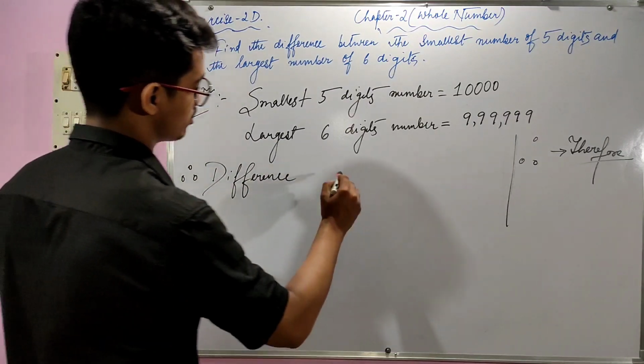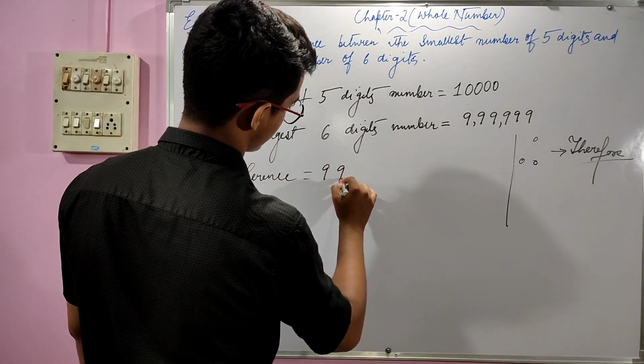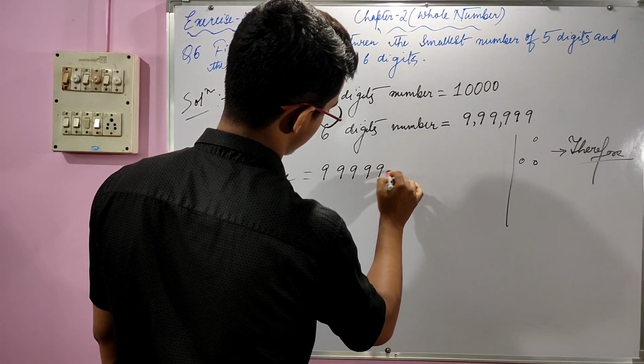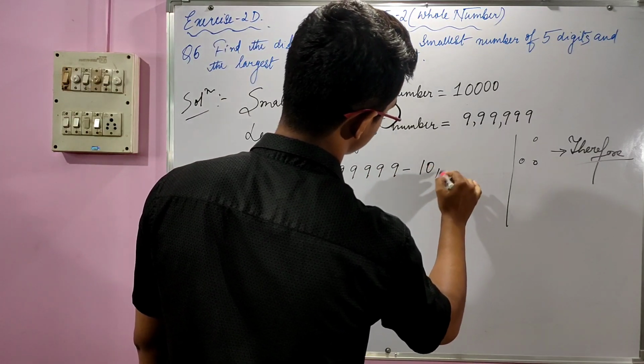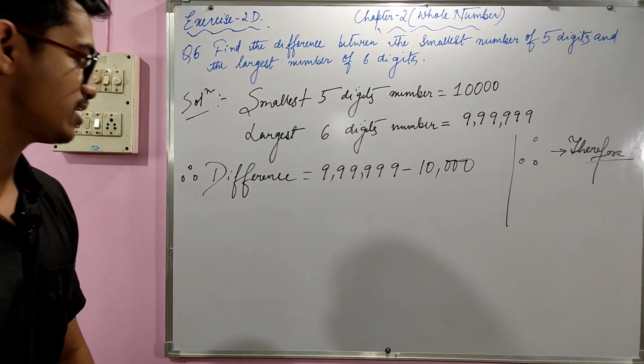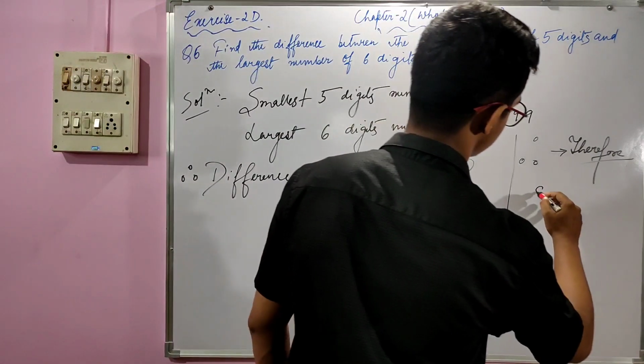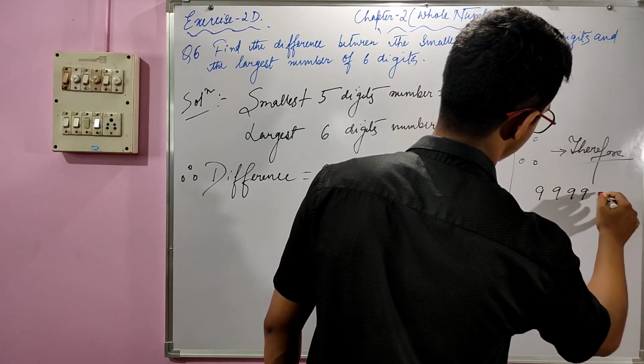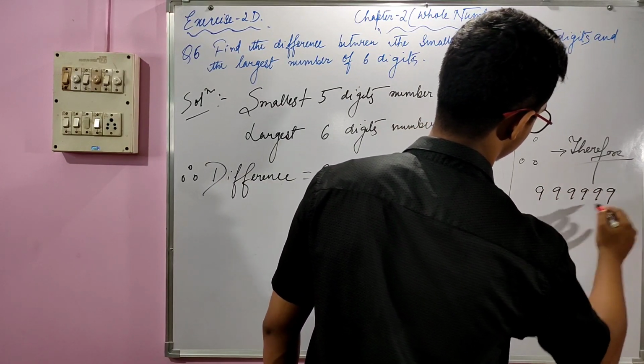So the difference is equal to what? 9,99,999 minus 10,000. So the answer will be 9,99,999 minus 10,000.